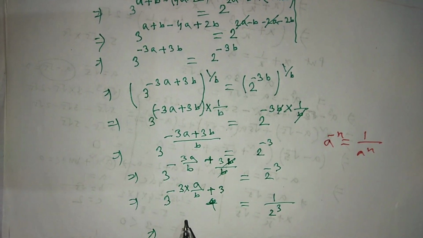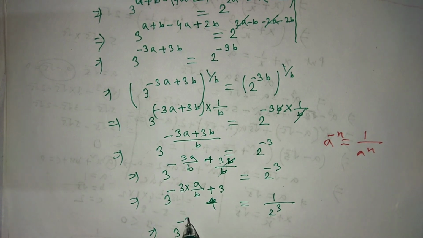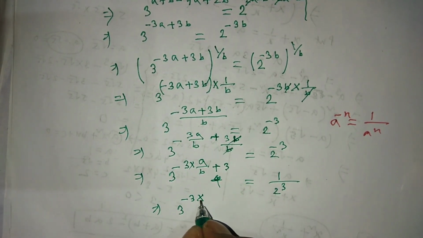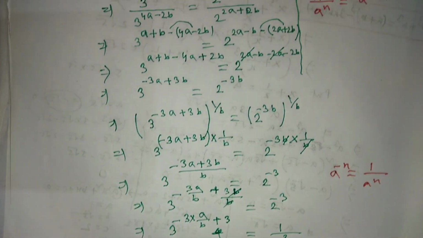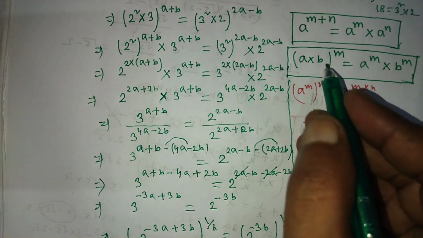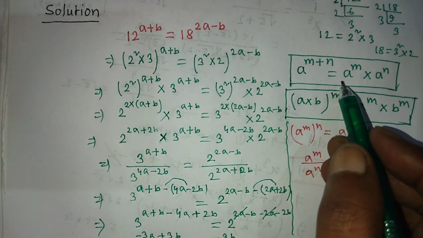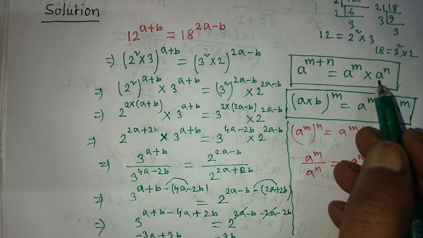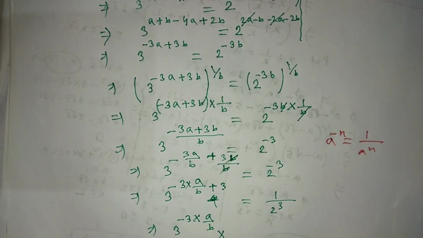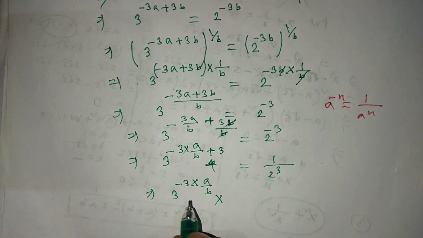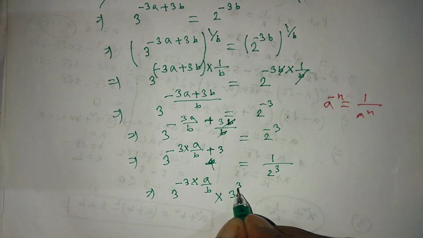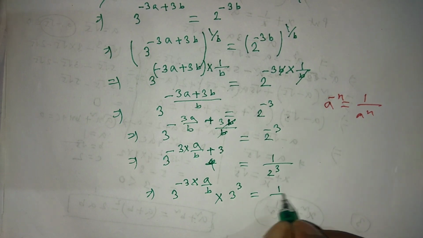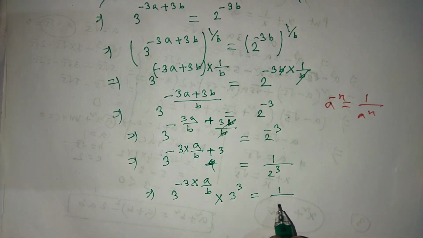So student, after that we have to write in here 3 to the power minus 3 into a by b into, so on the left hand side you have to apply this formula, a to the power m plus n, that means a to the power m into a to the power n. That's why we can write on the left hand side 3 to the power minus 3 into a by b into 3 to the power 3, is equal to 1 by 2 to the power 3, that means how much, my dear student? 8.